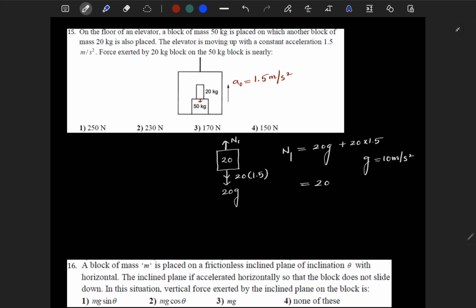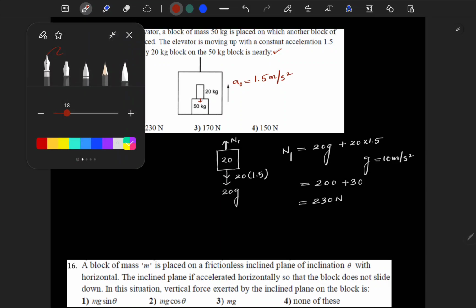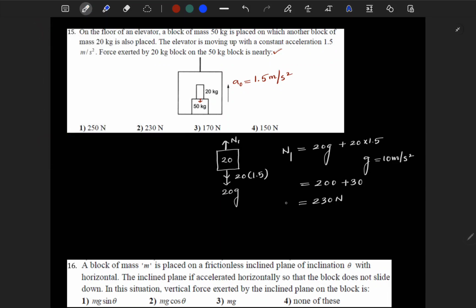So this is 200 plus 20 into 1.5, which is 30. So the answer is 230. So g is nearly what is mentioned here, take g equal to 10. That's what the questioner says. So 230 Newton is the force exerted by 50 on 20. But you are asked to find 20 on 50, which is the same. So 230 is the answer for this question.